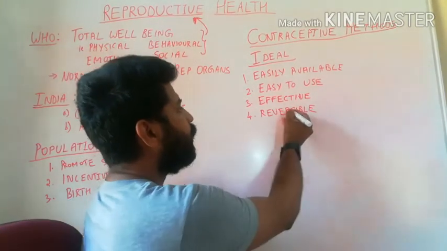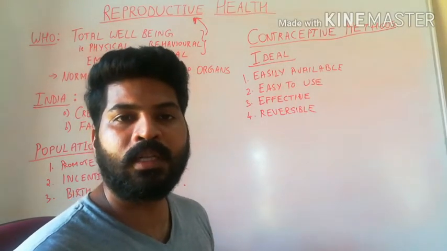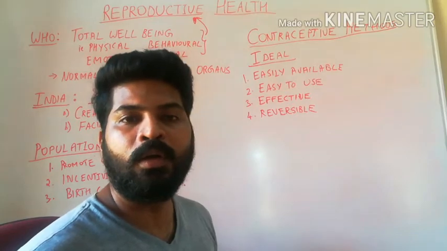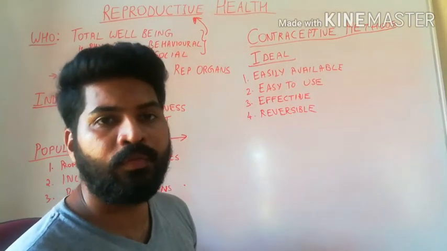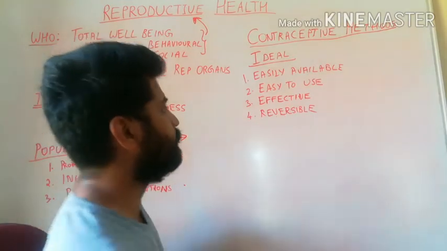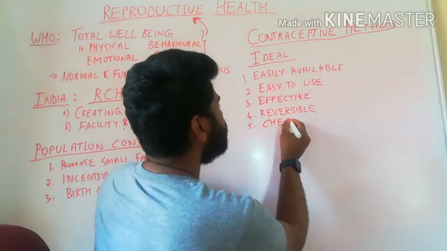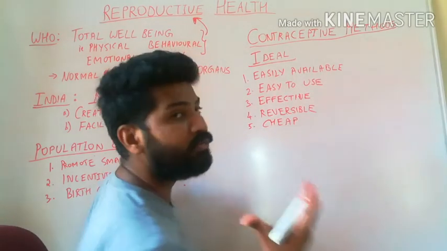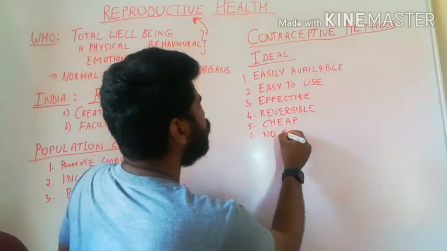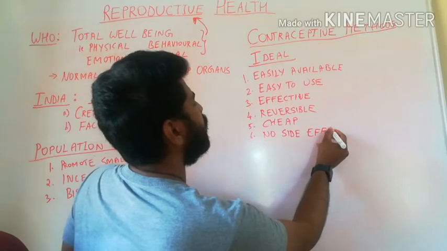Reversible means once the individual stops using these contraceptive methods, he or she should be able to reproduce, mostly in the case of females. So they should be able to get pregnant. It should be reversible, and of course it should be cheap so that more people can afford these techniques, and there should be little or no side effects.